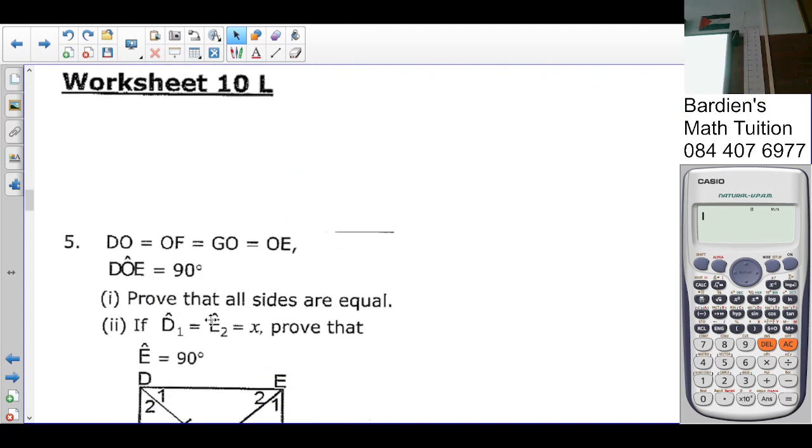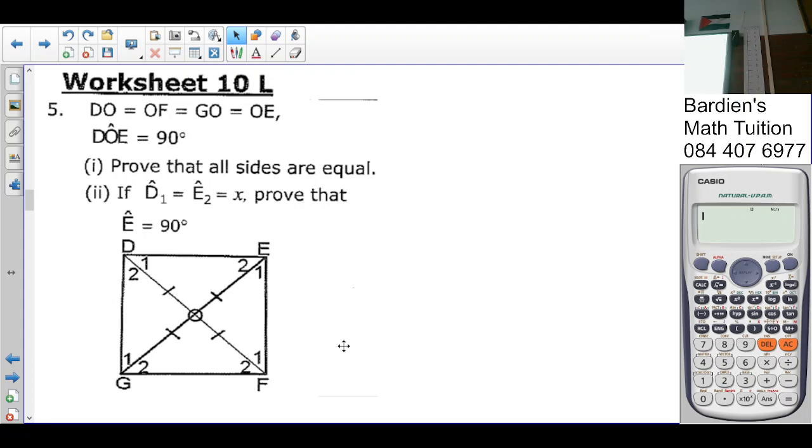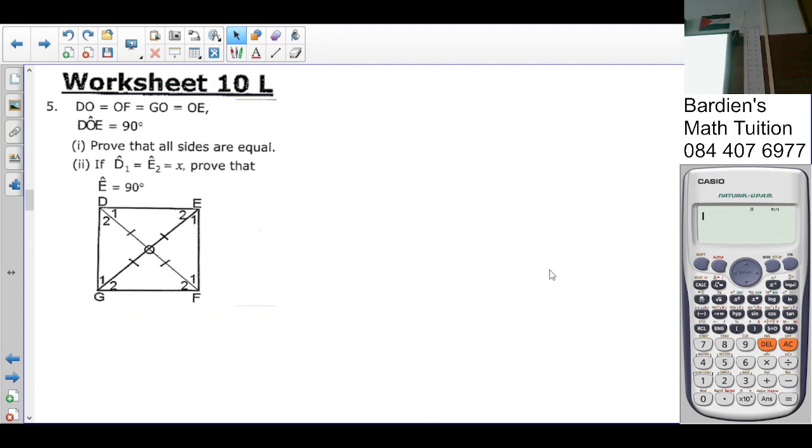Next, 10L. Here we are told that DO is equal to OF equals GO equals OE. Two shapes this could be. It could be one of two shapes. Just reading that top part here, with angle D, just this first part here. Two shapes this could be. It can either be a square or a rectangle. Yes, well done. Could be a rectangle.